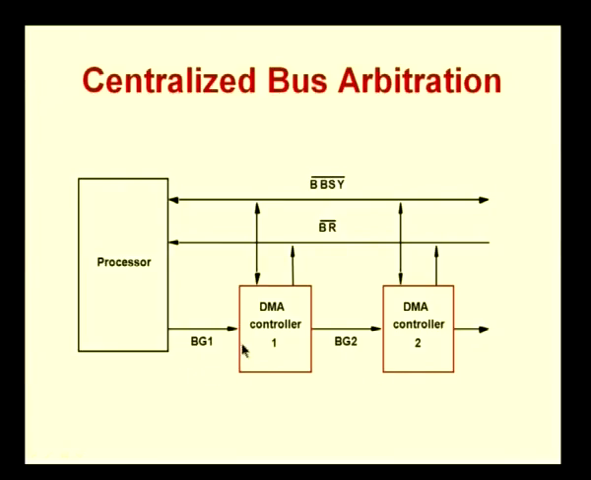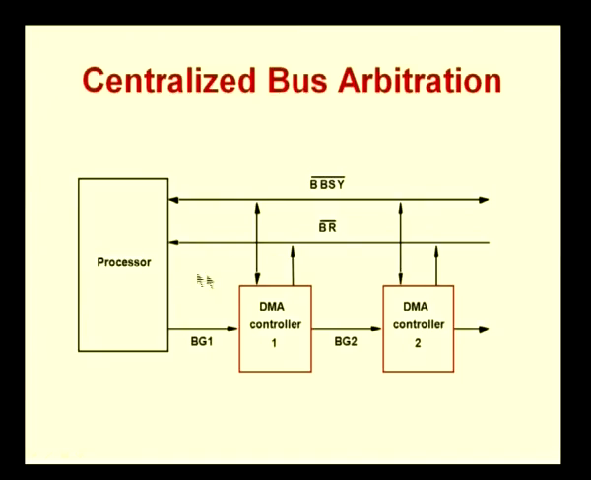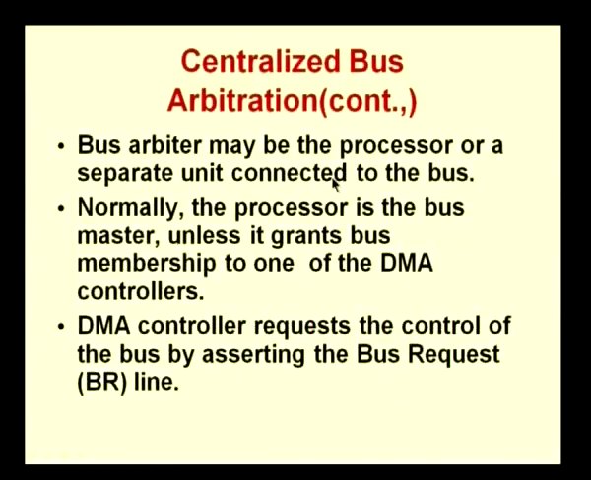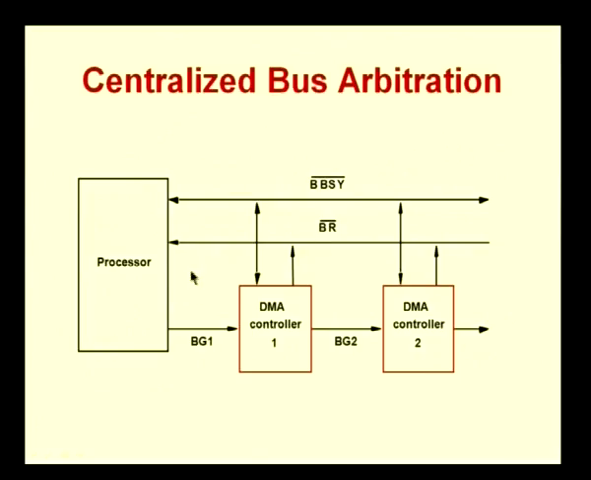Or you may also have separate bus grant signals given to each of the devices, and separate bus request signals coming from each of the devices. Both these mechanisms can be used in a centralized bus arbitration scheme. But let us look at just a single bus request signal and see how this scheme will work. As I said, the bus arbiter may be the processor itself or a separate unit connected to the bus. In this example, I am assuming that the bus arbitration is also done by the processor itself.